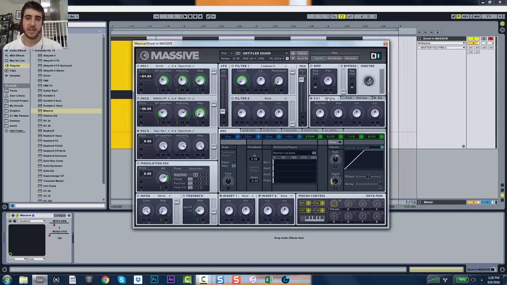Something like that really spaces it out. It's starting to sound a little better. I do have these cheap earbuds in, so who knows what better is at this point.